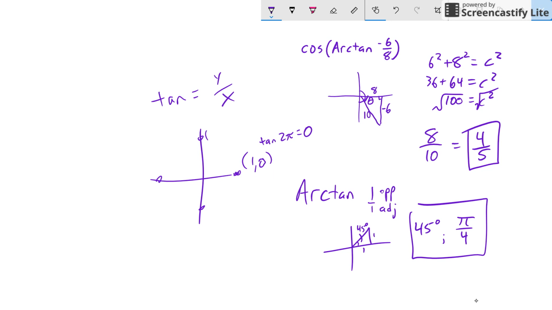At 90 degrees, y over x, 1 over 0 is undefined. So tangent of 90 degrees or pi over 2 is undefined. At pi, you get 0 over -1, which is 0 again. And down here, we're going to have 0, -1. So -1 over 0 is undefined.